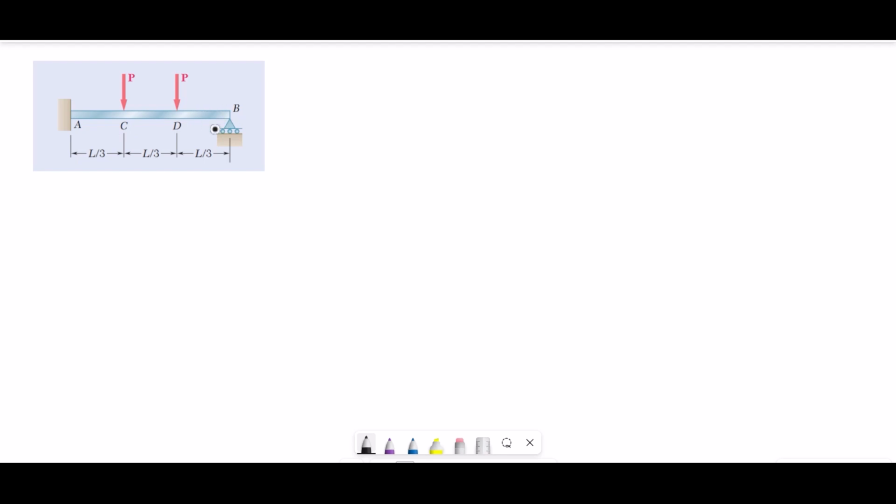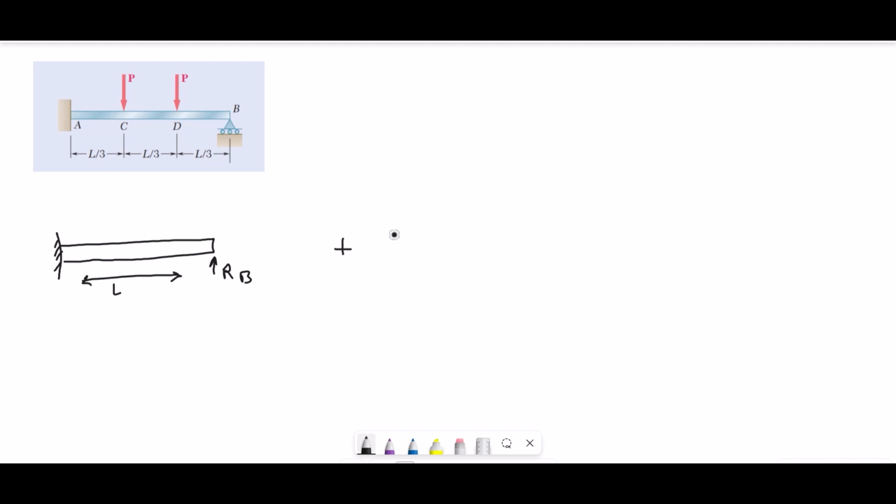So this problem is undetermined and we have one redundant reaction, which is B. So in order to solve this problem, we have to break this beam into multiple beams. For example, we can first remove all the forces and the redundant reaction, which is B, and replace this one with a force. So we are left with a fixed reaction, a beam, and a force at point B. And the length of this will be L.